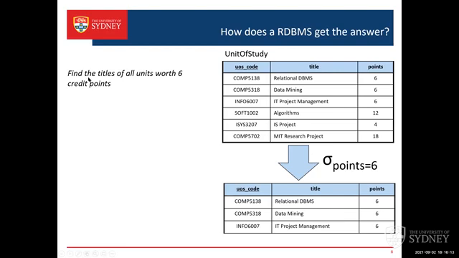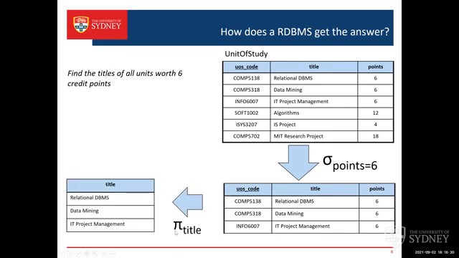Now the question is asking, give me the title. But this one is showing everything: unit of study code, title, points. The question is not asking that. The question is asking only give me the title. So from this one, I simply need to print this title. How would I do that? We will use another symbol. This is known as projection. So we'll simply write project on title. If I do that, then we can see that only title will be in the output.